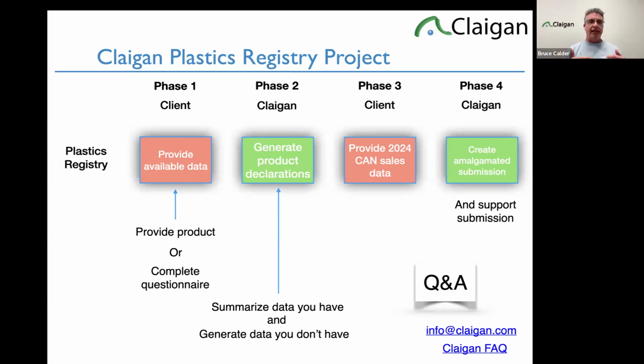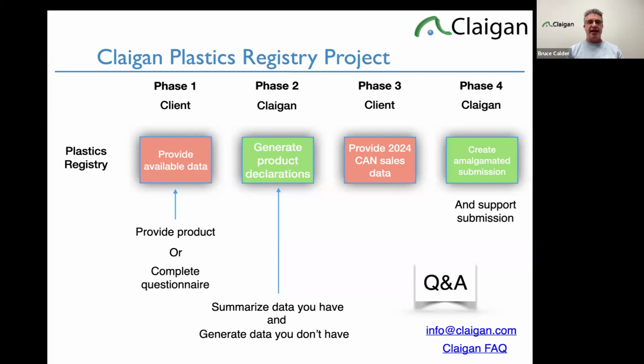Because for PFAS, we're looking at your fluoropolymers. For the plastics registry, we're looking at all of your polymers. So when we're doing that, we actually pick up both data sets more or less. So it's really convenient to do PFAS and the plastics registry with us at the same time. There are a lot of advantages.